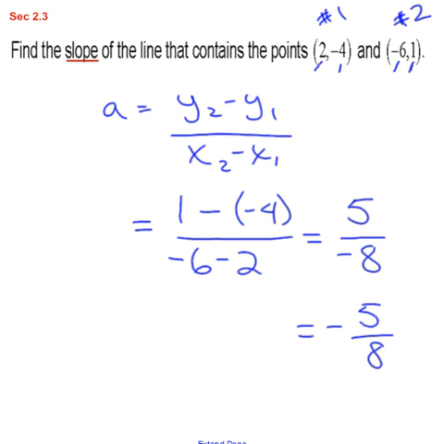The thing to be careful with these is plugging in correctly, making sure you have y on top, x on the bottom, and making sure you don't mix up the 2 points. So that's why I label my points like this. I label this as point number 1, label this as point number 2. That way I can be really careful when I'm plugging into the formula.